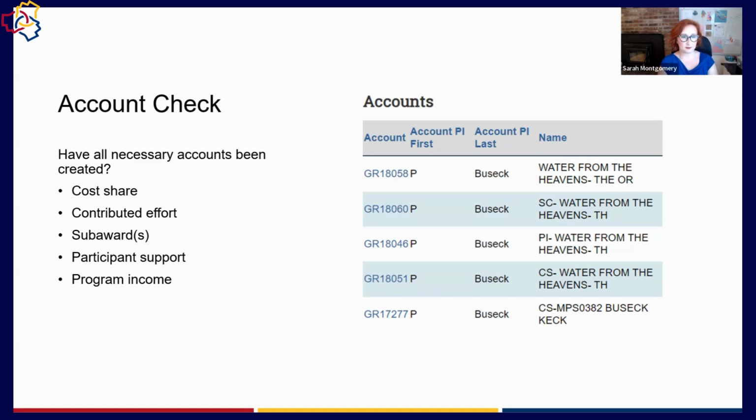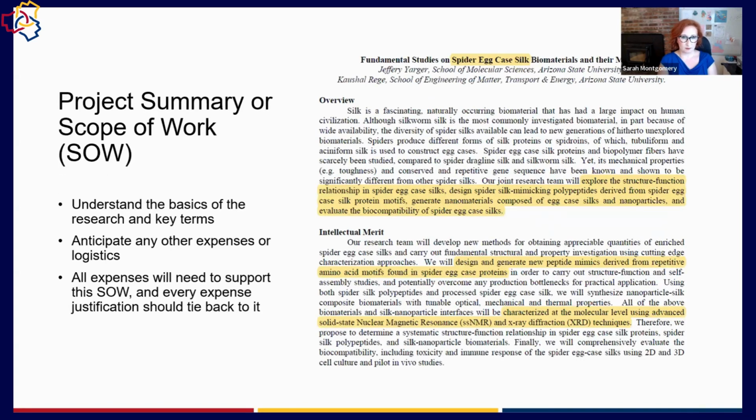Okay, next, please. The next important proposal document to review is the project summary or the scope of work. Just look for key terms and get a general idea. What is the purpose of this grant? What are they studying? How is this different from the PI's other research?